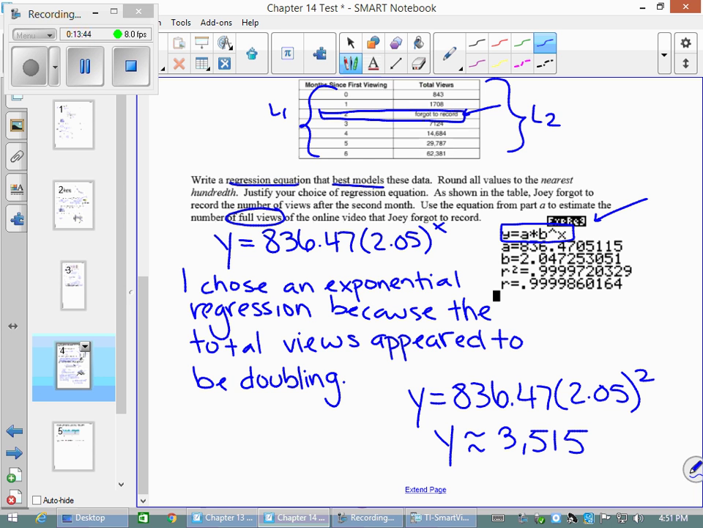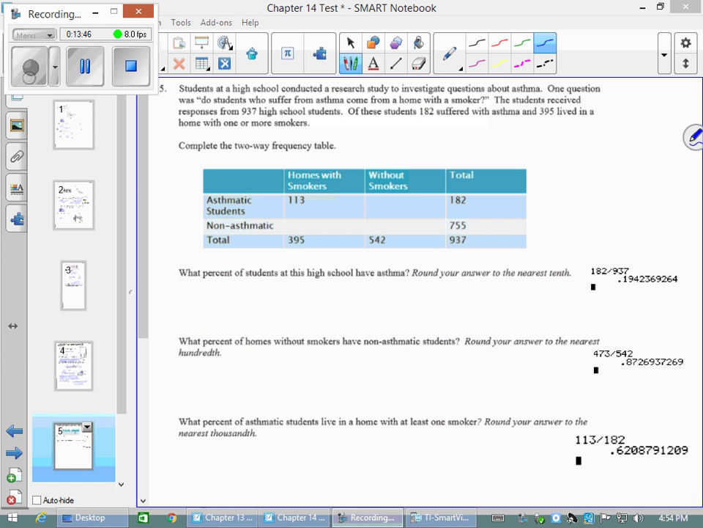Okay, for question 15, you were asked to first complete the 2A frequency table. So I'm looking at asthmatic students with a total of 182. 113 of them live in a home with a smoker. So if I subtract that from 182, that gives me 69 that would live in a home without smokers. There are 755 non-asthmatic students. Now I need to look down because I'm missing with and without smokers in their homes.